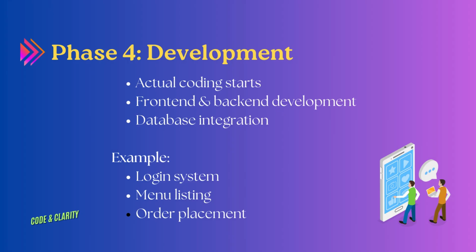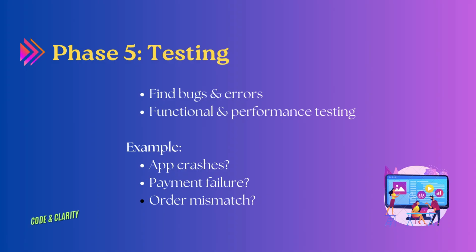This is the 5th phase, that is the testing. Once development is done, we move to testing. Testing ensures the software works correctly and is bug-free. So testers check for app crashes, payment failures, wrong order placement. For example, what if payment fails? What if order shows wrong restaurant? Testing is critical because bugs in production can damage the company's reputation.